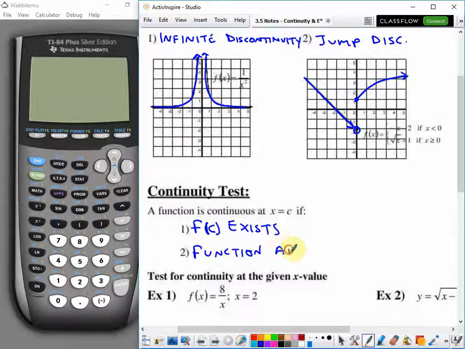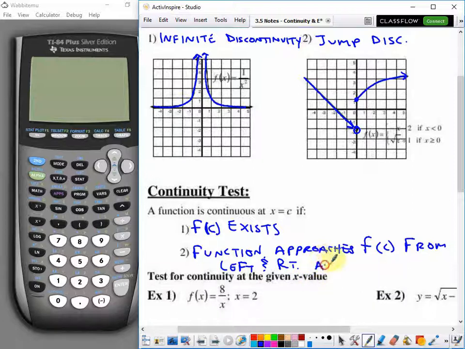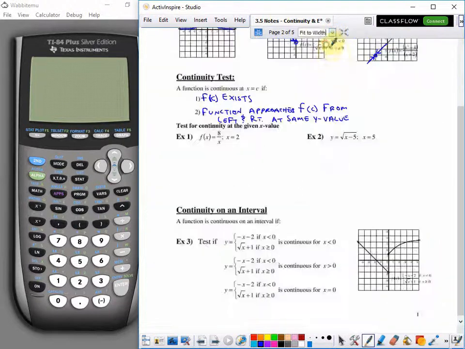The second part of the continuity test is that the function approaches f of c from the left and the right, and it does that at the same y value. I'm going to zoom out a little bit so we can see all three graphs at the same time.